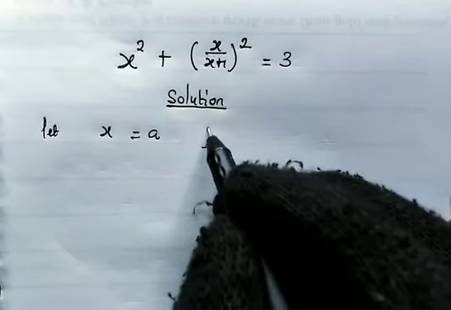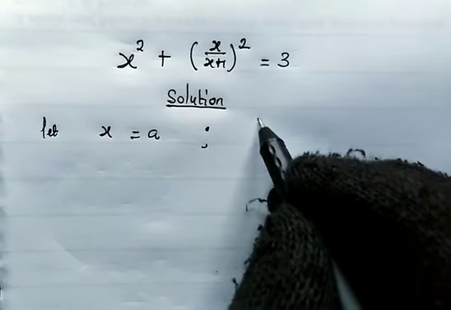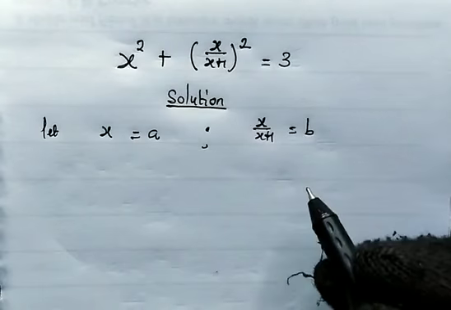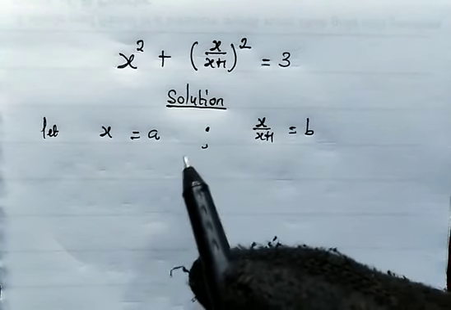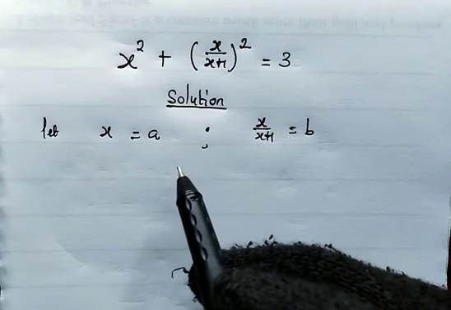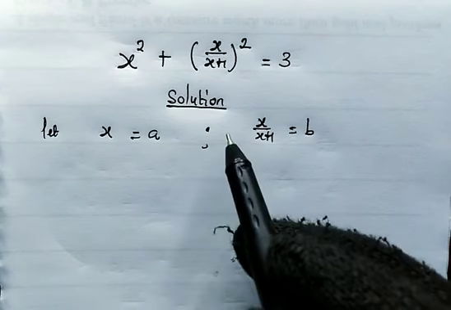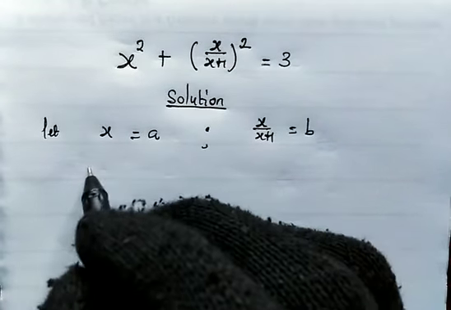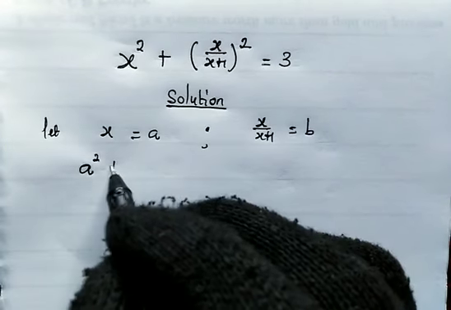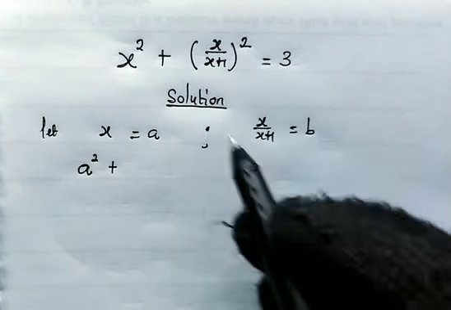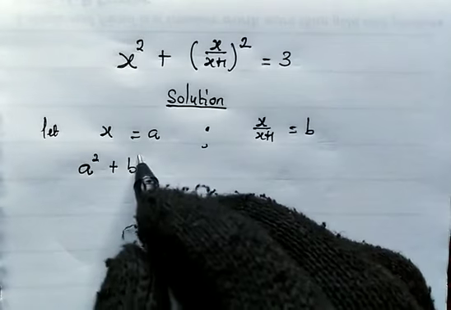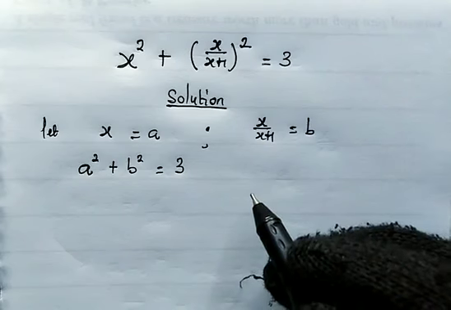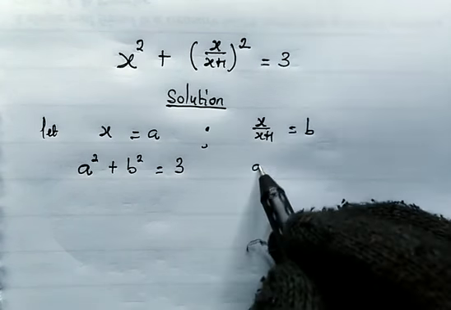And from the other side, the one in the bracket here, which is x divided by x plus 1, let's call it b, right? So now we're going to derive different equations in terms of a and b. For my first equation here, we have x squared will be a squared, then plus this squared will be b squared. Then remember from the right, this is equal to 3, right? Okay, now let's find the product of a and b.